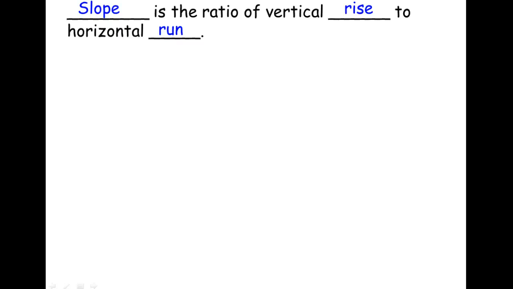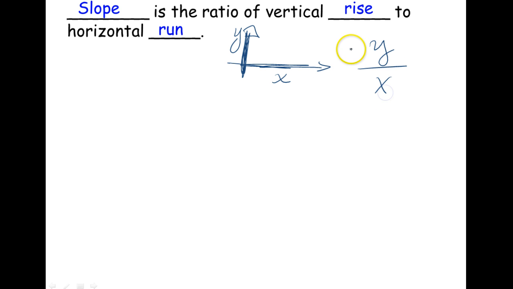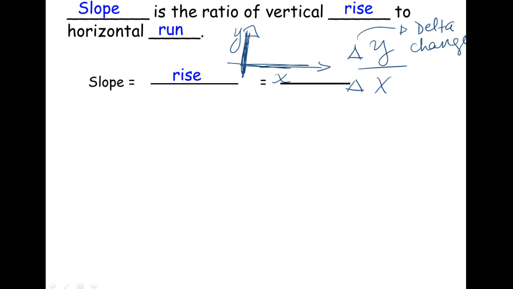So again, it is the ratio of the rise, which is going to be our y values, to the run, which is going to be our x values. So it is y over x. The change in y over the change in x. This little symbol is called delta, and delta in math and science means to subtract to get the change. Of course we know when we're finding change, like when we go shopping, we have to subtract. The slope is rise over run.